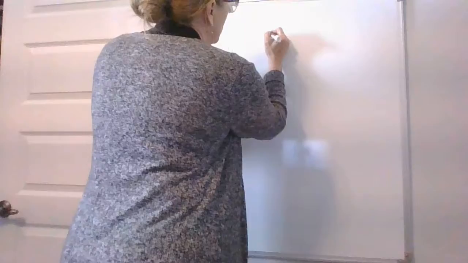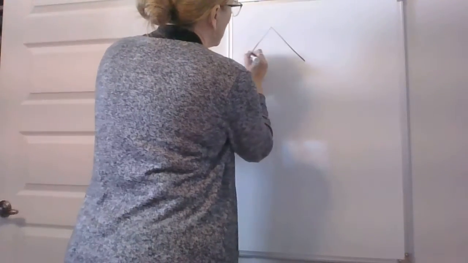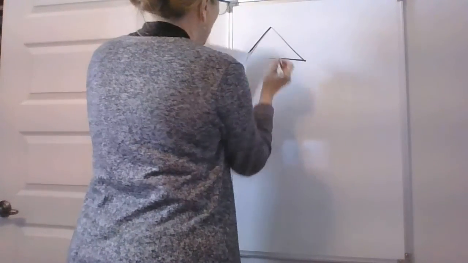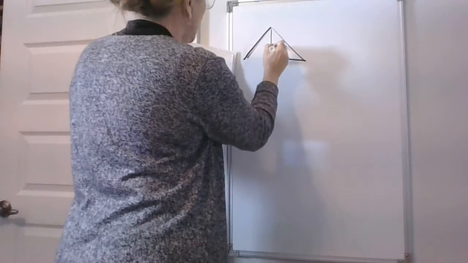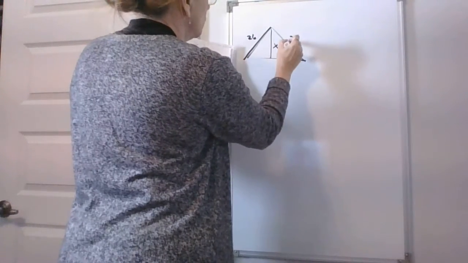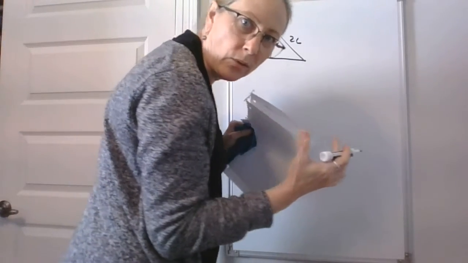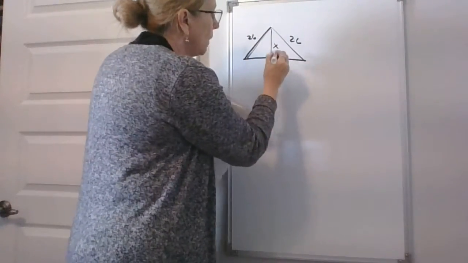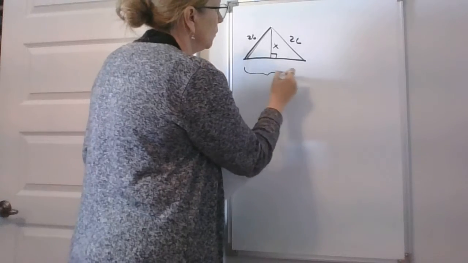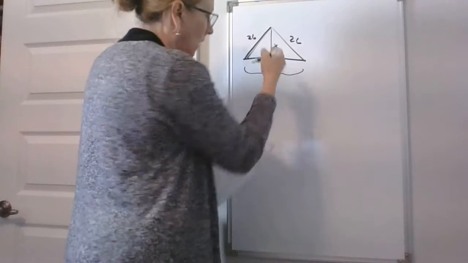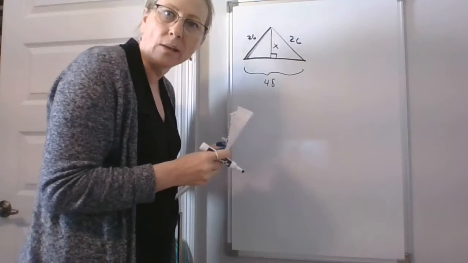First problem. This one comes from 9.1, is an isosceles triangle. I know it's isosceles because it says 26 and 26 on the sides, or whatever numbers that you were given, they're the same. And it's got a right angle, and it has a number going across. And they're asking you for this x value.